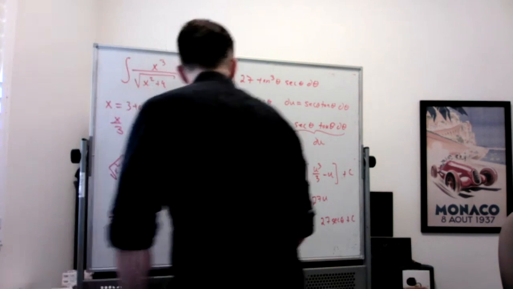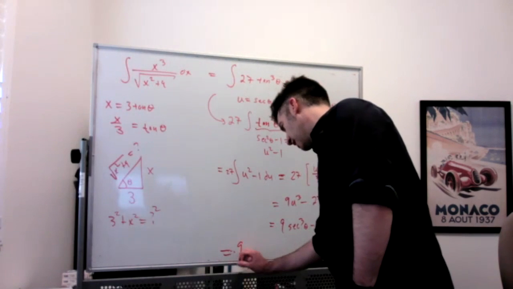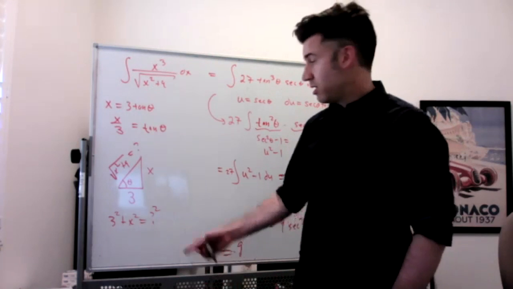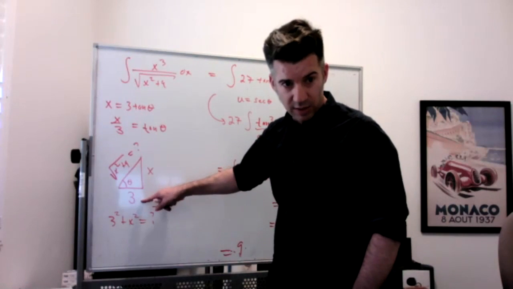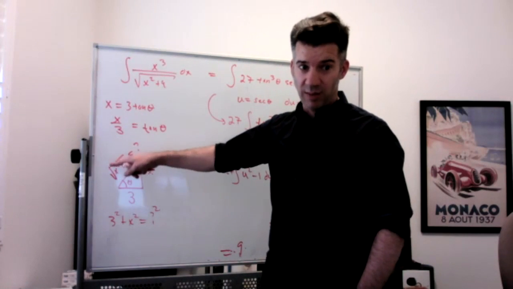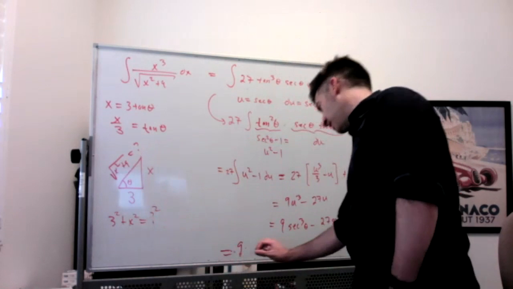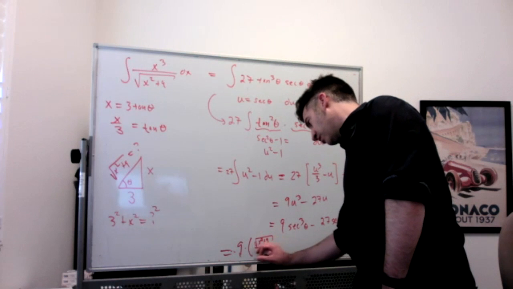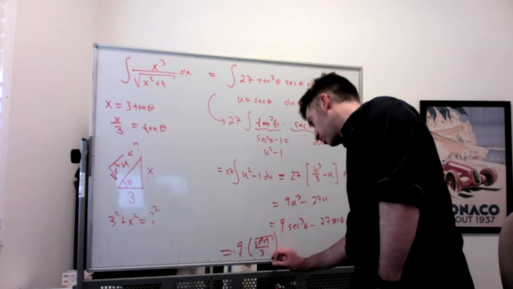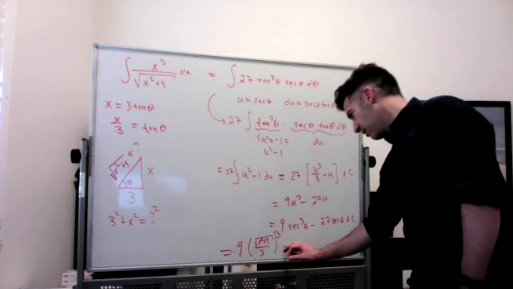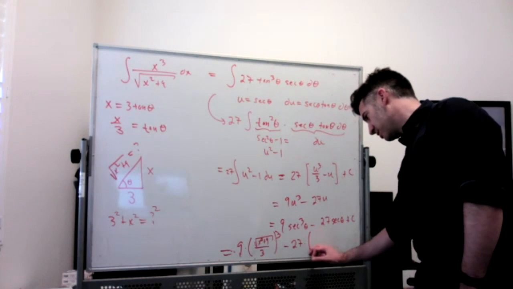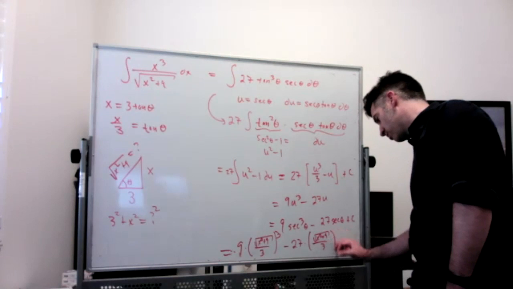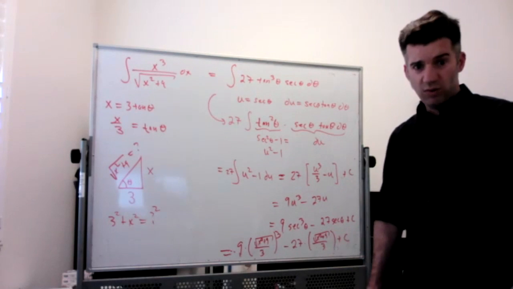So then, this is equal to 9 times secant cubed. Well, secant is not cosine, which is adjacent over hypotenuse, but the reciprocal, which is hypotenuse over adjacent. So it's going to be 9 times the square root of x squared plus 9 over 3 cubed minus 27 times the square root of x squared plus 9 over 3. Whew.